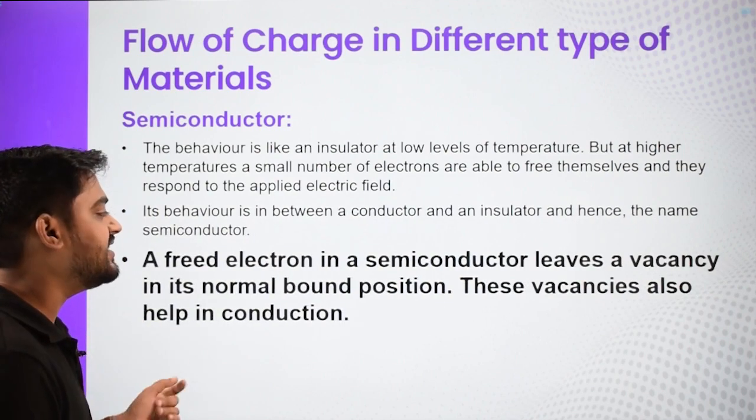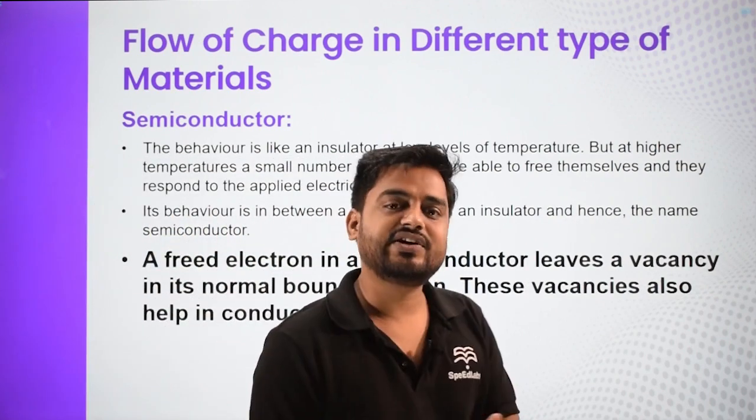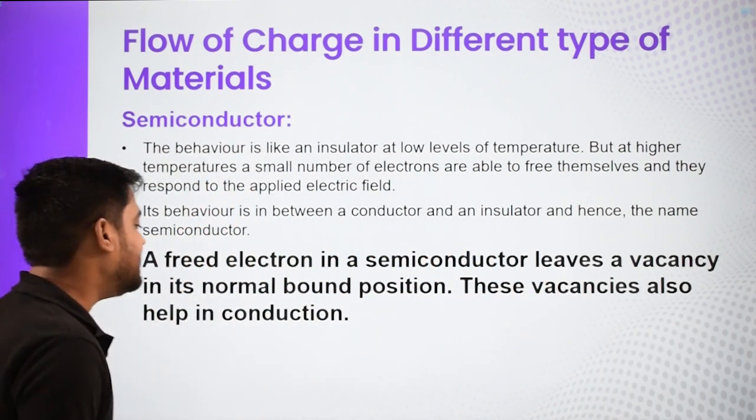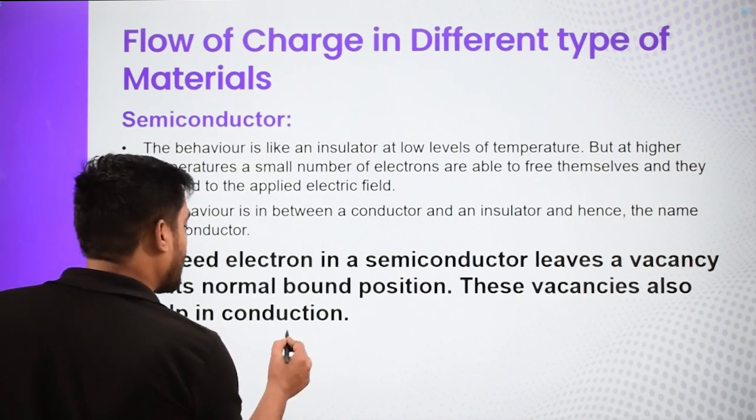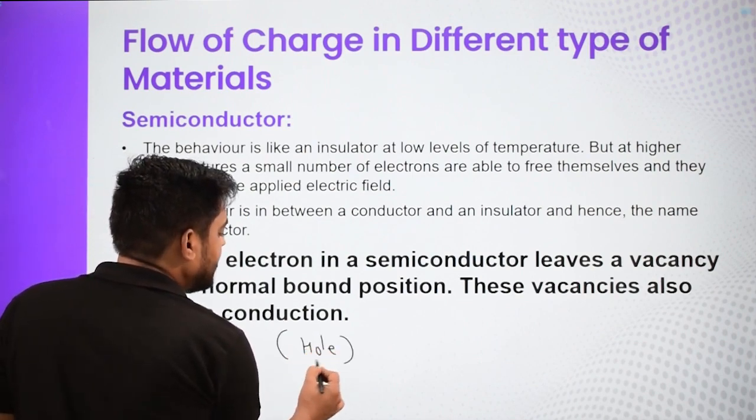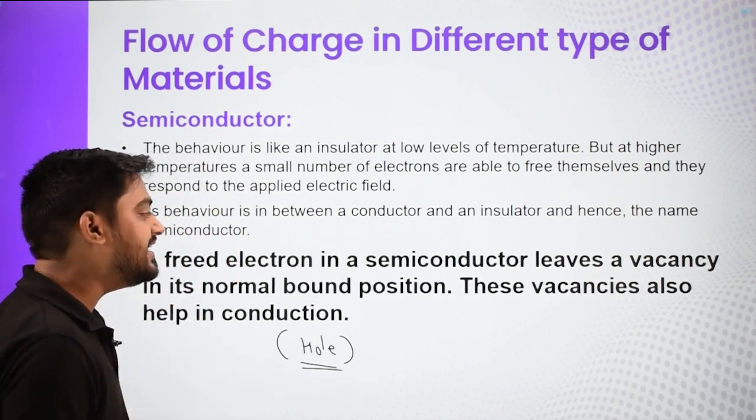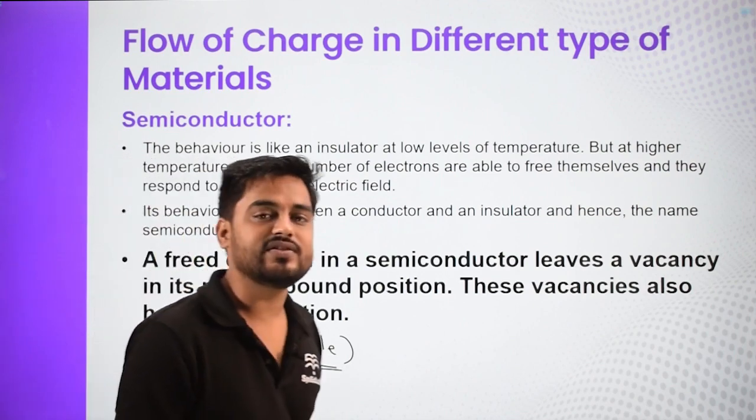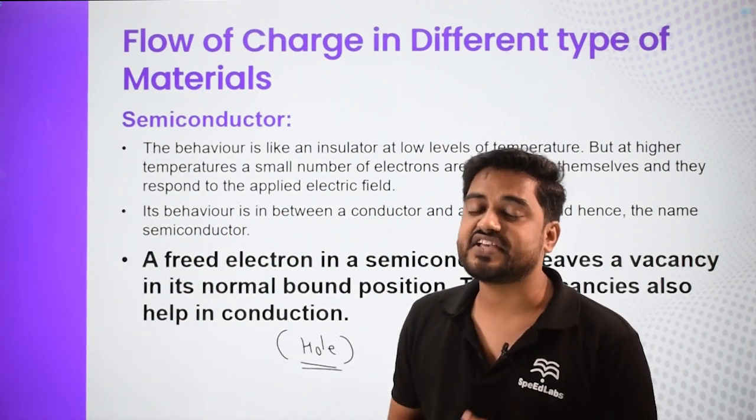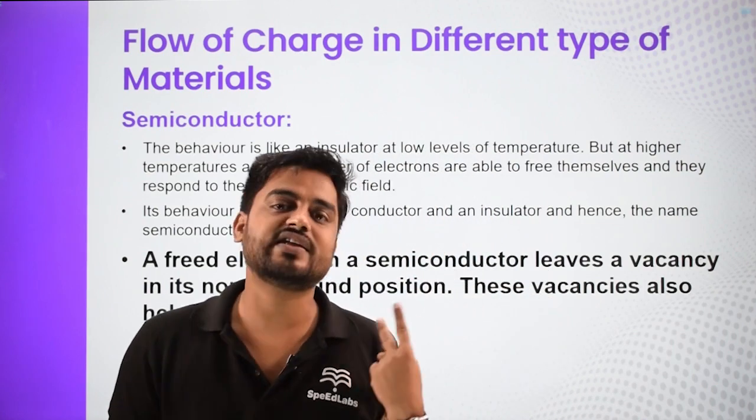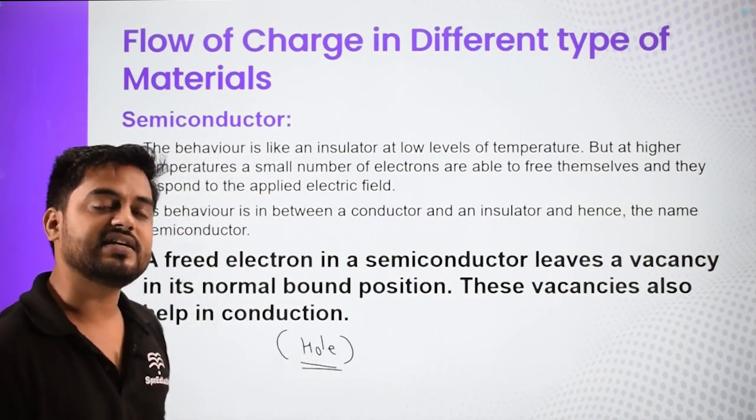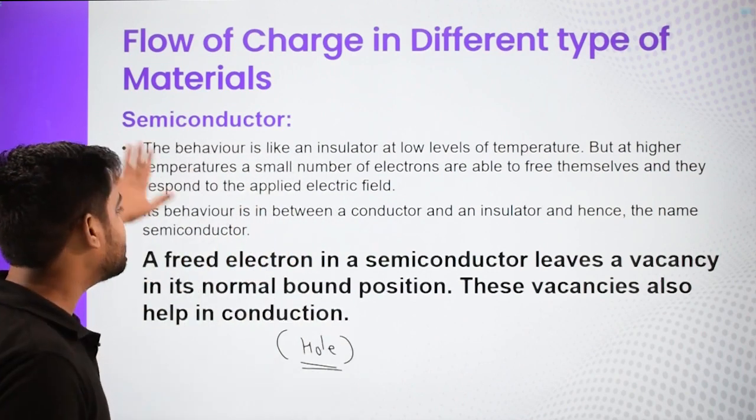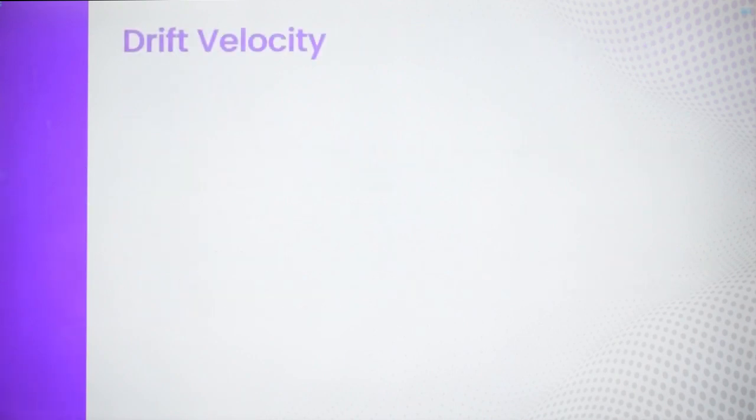Now, a free electron in a semiconductor: when these electrons leave, they leave a vacancy, and that vacancy is called a hole. These holes also help in the conduction. So holes and electrons in a semiconductor are two things which help in conduction. One is the electron and one is the hole. We will discuss more about semiconductors in the semiconductor chapter itself, which we will study later. As of now, we'll just learn the basics.